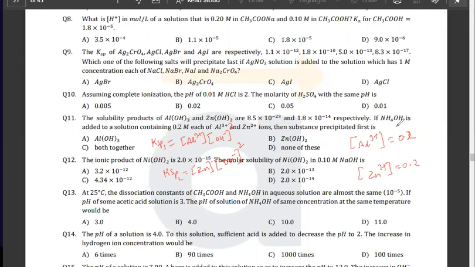Now, if NH4OH is added to the solution, then which substance will be precipitated first? Can you calculate the concentration of OH minus from both? Ksp is given, concentration of Al is given. Can you calculate the concentration of OH minus from both?